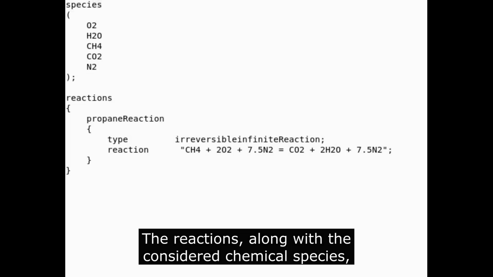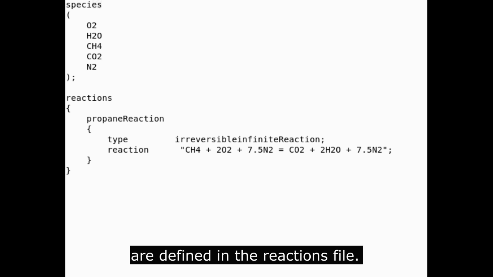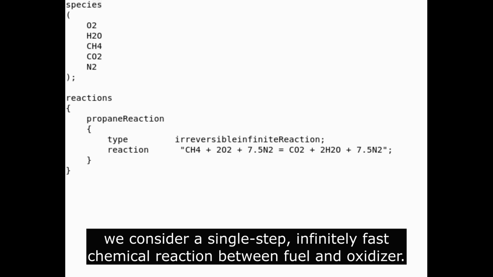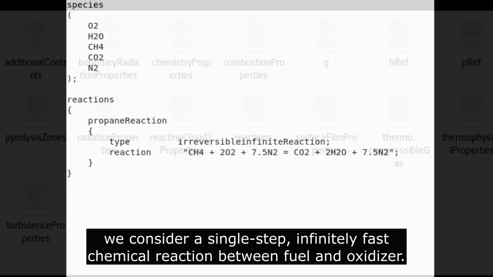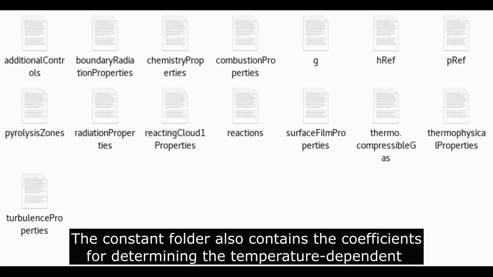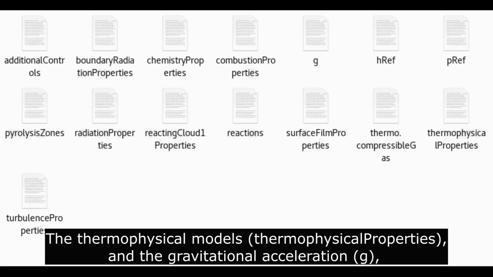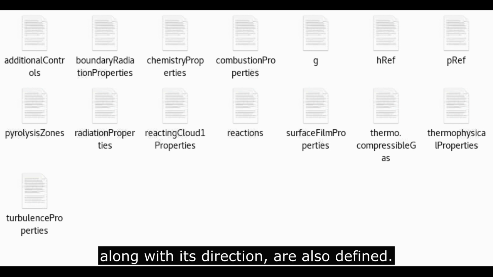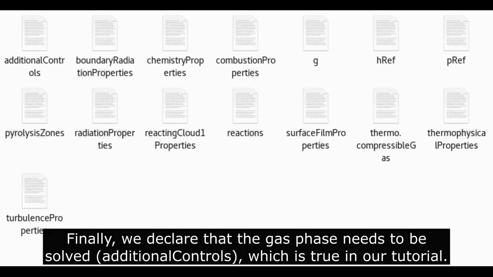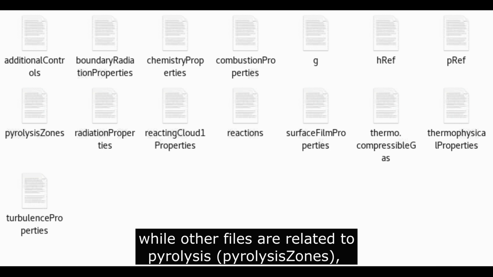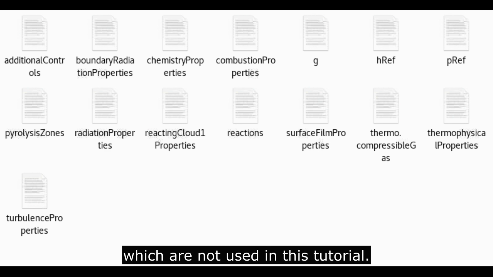The reactions, along with the considered chemical species, are defined in the reactions file. In this case, we consider a single-step, infinitely fast chemical reaction between fuel and oxidizer. The constant folder also contains the coefficients for determining the temperature-dependent thermophysical properties of the species. The thermophysical models and the gravitational acceleration, along with its direction, are also defined. Finally, we declare that the gas phase needs to be solved, which is true in our tutorial. The rest of the files are less important, while other files are related to pyrolysis, water spray, and surface film, which are not used in this tutorial.